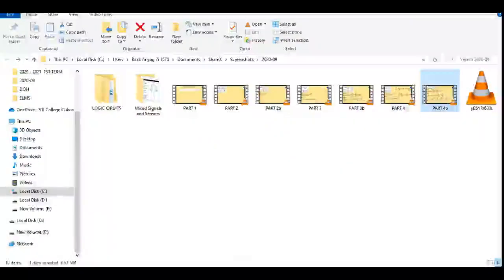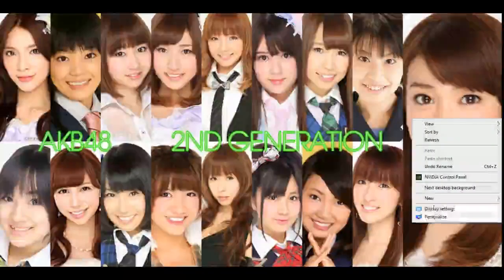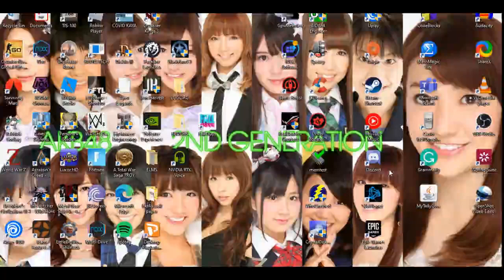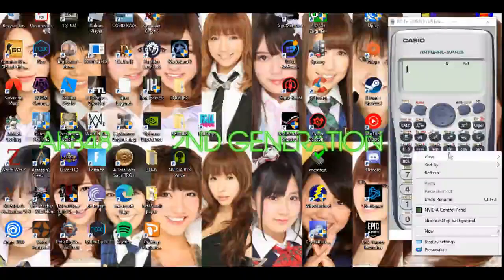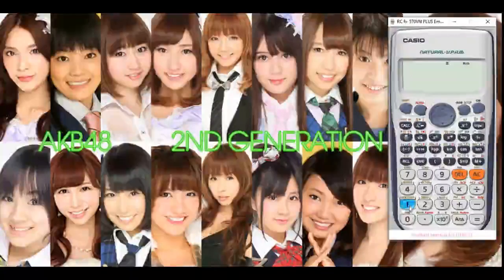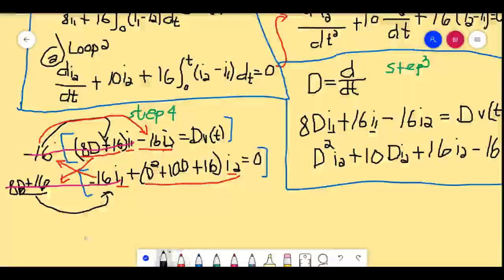Okay, just a moment. Where's my calculator here? View, show desktop icons, handy dandy calculator. Here we go. So 16 squared. So we'll have 256. Yeah, it was supposed to be 256. I don't know why I did that. So this would be 256. So the 256 here is negative 16 times negative 16.